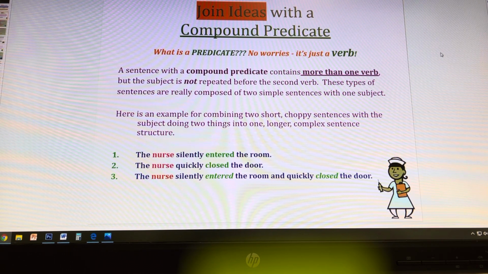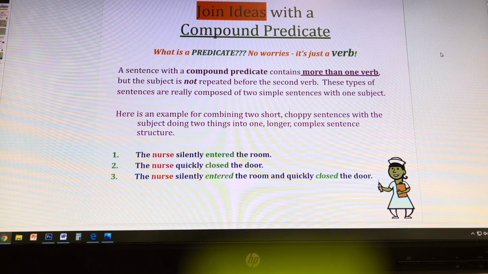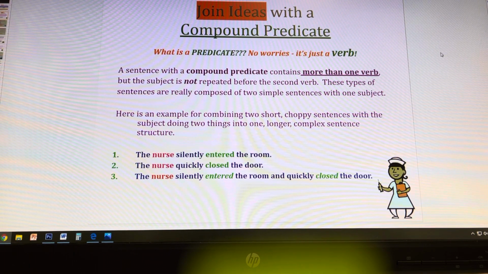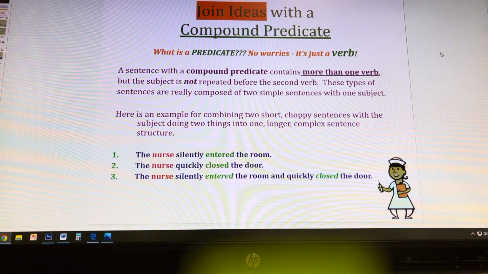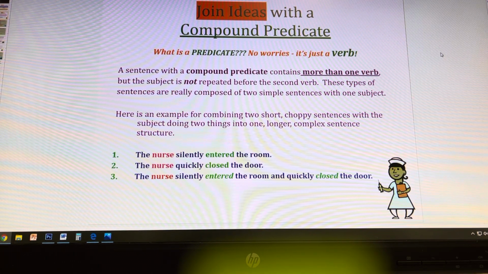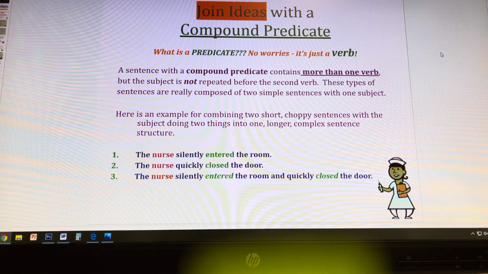If you look at the bottom, the nurse silently entered the room. The nurse quickly closed the door. So we have nurse, and the nurse is the subject. The nurse is doing two things. So in order to join ideas with a compound predicate, we're going to have the nurse enter and close. So the nurse silently entered the room and quickly closed the door. We are joining it with an and, which means that it's equal on both sides, and we have a much more complex sentence structure.